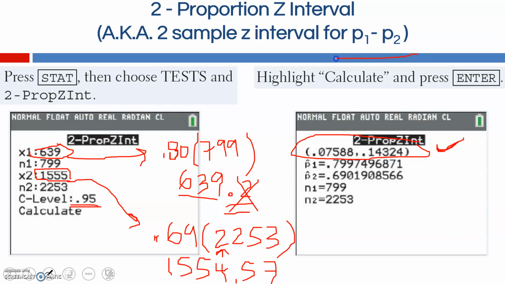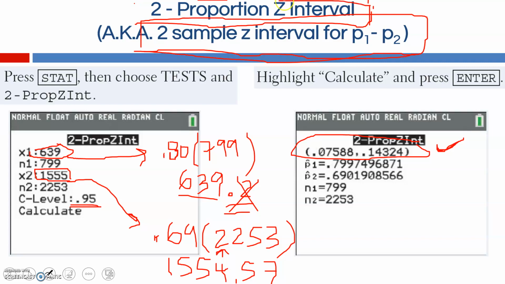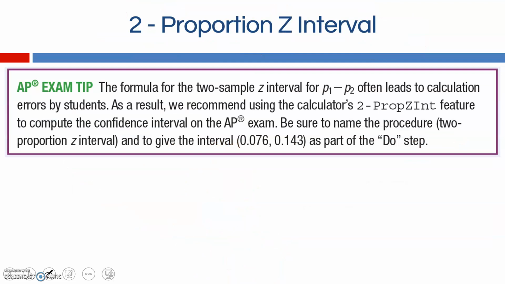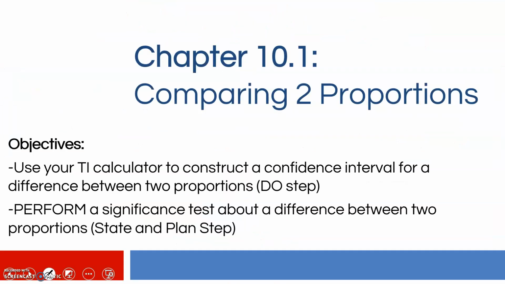This is called the 2 sample z interval. But if you give it the name that the calculator has for it, that's totally fine too. You can call it a 2 proportion z interval for P1 minus P2. Both of those are totally acceptable. Okay, so that takes care of this part of the objective.